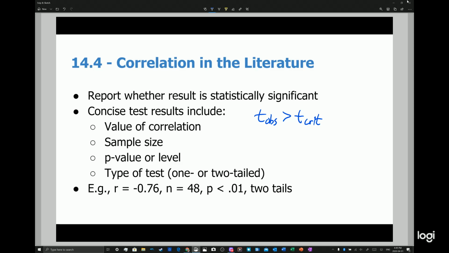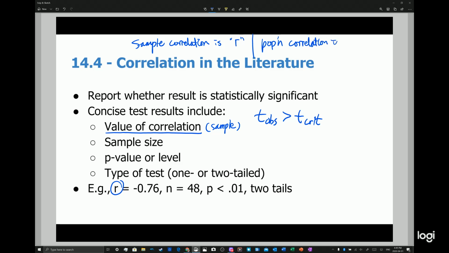Then you would include the various things. The value of the correlation, that's your R, and this is your sample R here. Remember, R is sample, not population. So again, sample correlation is R. Population correlation is the Greek letter rho, which looks like the letter P, rho. Okay. You would include the sample size, from which you'll get the degrees of freedom. Again, degrees of freedom here would be n-2.